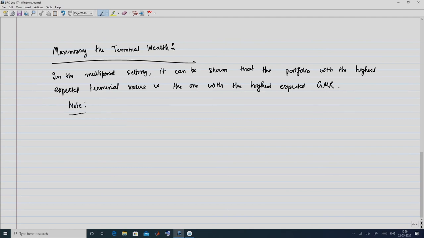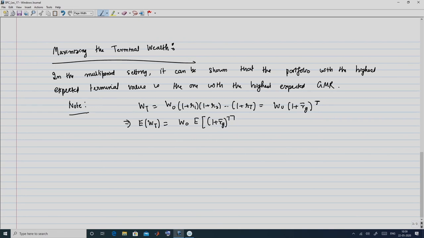This can be observed by noting that W of T is going to be W naught into 1 plus R1 into 1 plus R2 all the way to 1 plus RT, and this is going to be W naught into 1 plus RG bar raised to T. So, this will imply that expected value of WT is going to be W naught into expected value of 1 plus RG bar raised to T. So, that means the maximization of this is equivalent to maximization of the GMR.